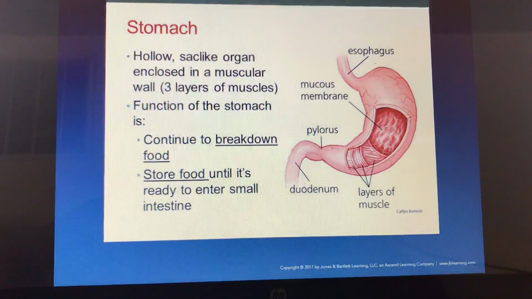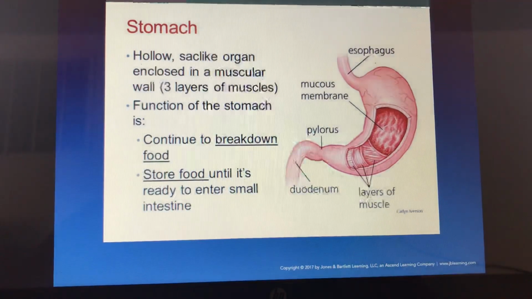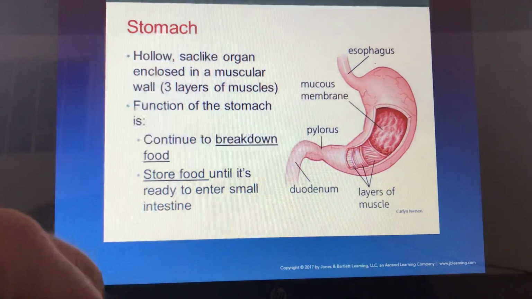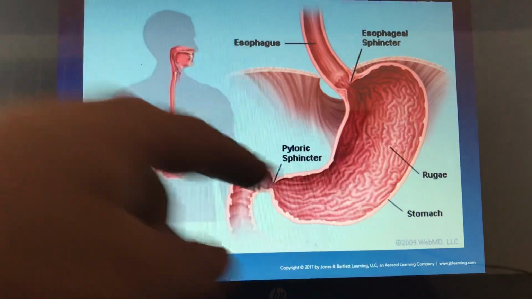All right, the stomach. It's a sac-like structure. It's got some layers of musculature. The layers of musculature actually contract and churn all the food that's come down, and they'll store the food as they prepare it. So the function of the stomach is it has this rugae in it.